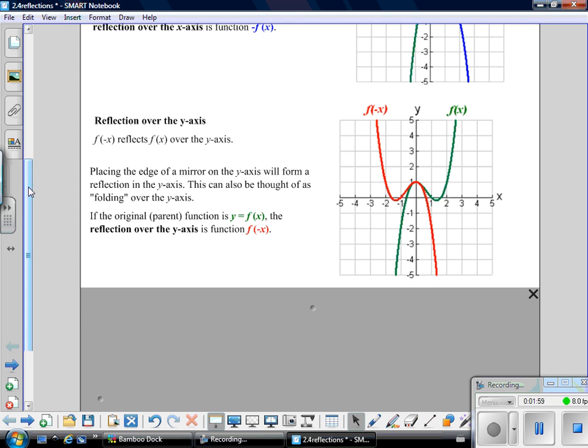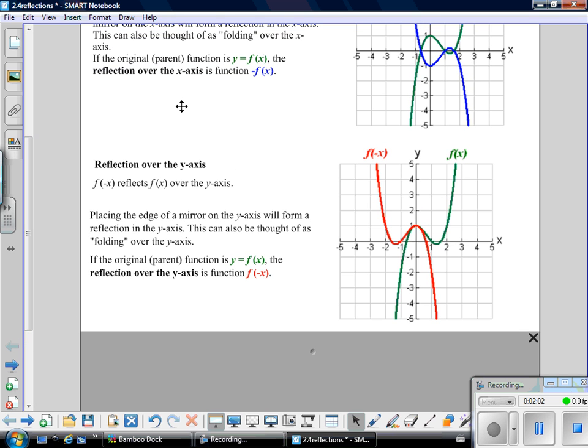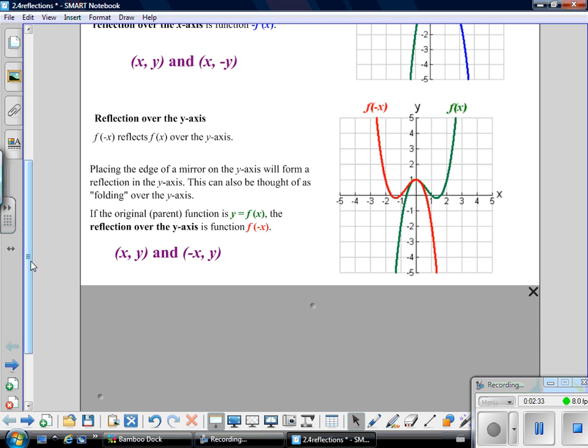If I look at the difference between the two: if I'm reflecting through the x-axis, the original point (x, y) becomes (x, negative y), so it changes the y value. On the other hand, if I'm reflecting over the y-axis, if my original point was (x, y), then my new point is going to be (negative x, y). That's going to be important for us on the next page.